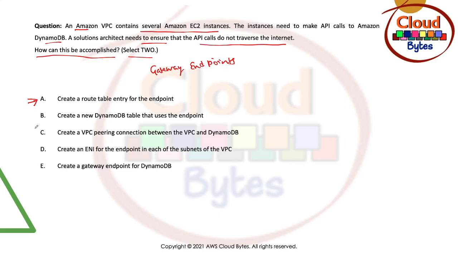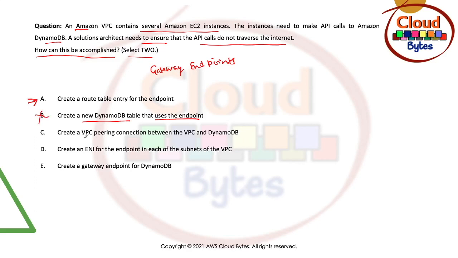Now, the second one is create a new DynamoDB table that uses the endpoint. It doesn't make sense over here. Why do we need to create a new DynamoDB table? We can do it with the existing DynamoDB table. It is just a distractor, an unnecessary step that we don't need.